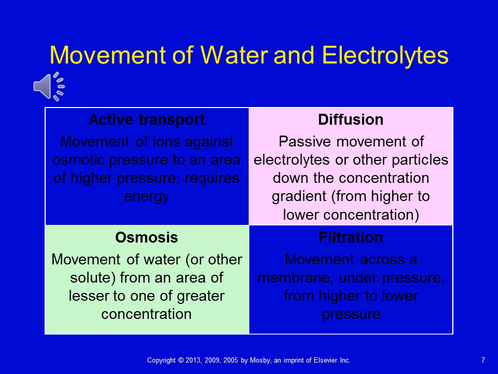Diffusion is affected by molecular size, concentration, and temperature of a solution. The difference between two concentrations is known as the concentration gradient. Diffusion is passive movement of electrolytes or other particles down the concentration gradient, from areas of higher concentration to lower concentrations. Within a body compartment, electrolytes diffuse easily by random movements until the concentration is the same in all areas.